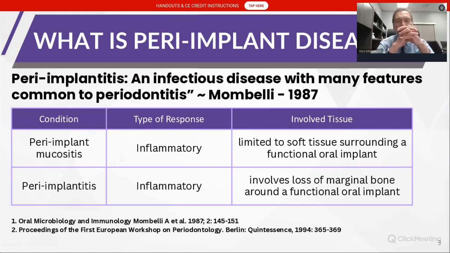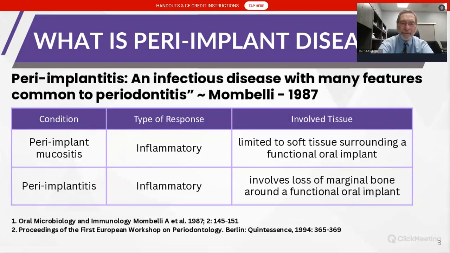So it would be useful if we first define peri-implant disease so that we know exactly what it is that we're talking about. And the first written reference to peri-implantitis was by an author, Mombelli, in 1987. And he coined the term peri-implantitis and noted that it was an infectious disease, and he compared it to periodontitis. He felt that it had many features common to periodontitis.